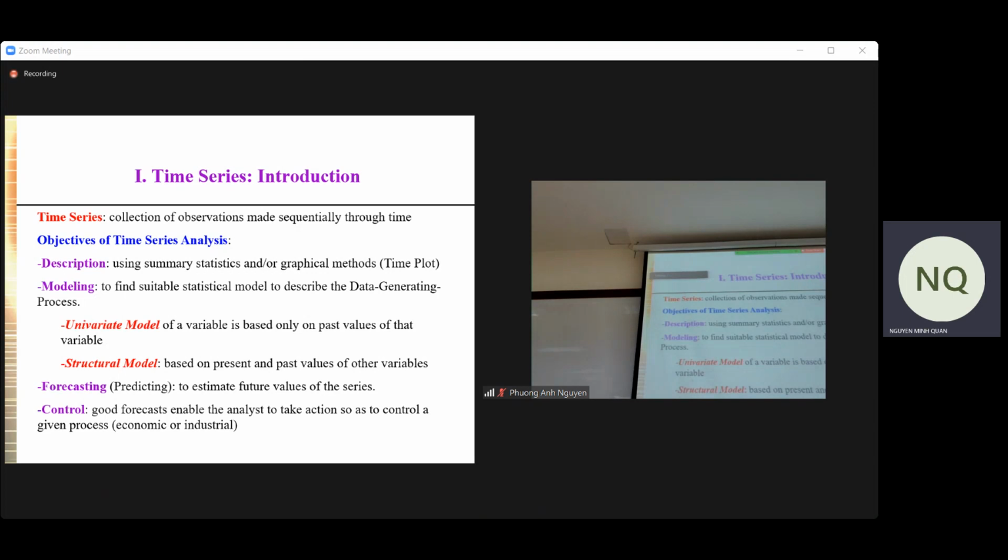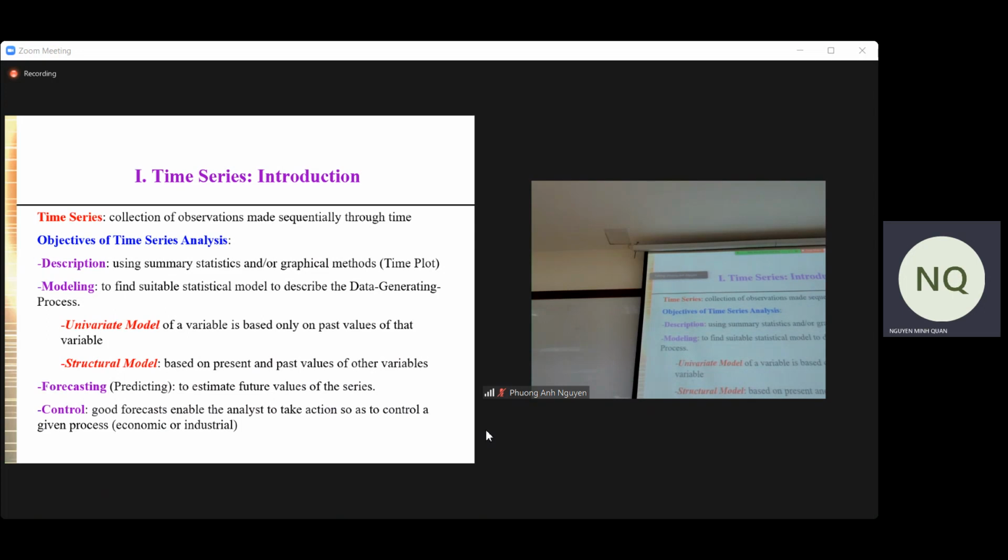The objective of time series analysis is first to describe. Very often we start with drawing the curve, giving the plot, in this case the time plot. We also give the summary statistics, the mean, the variance, and so on, and all graphical methods. More specifically, the time plot to look at and start to observe.